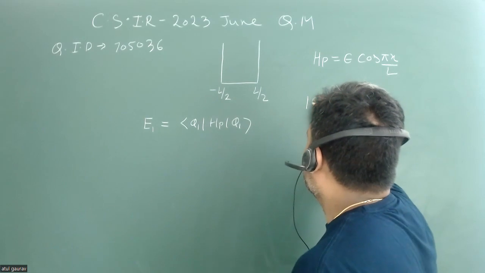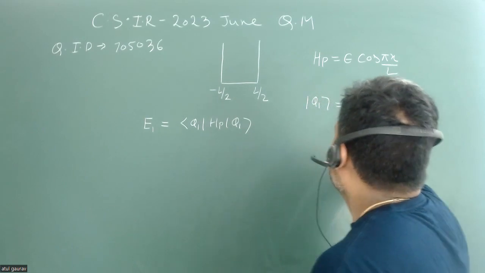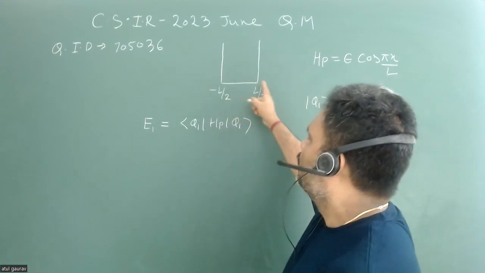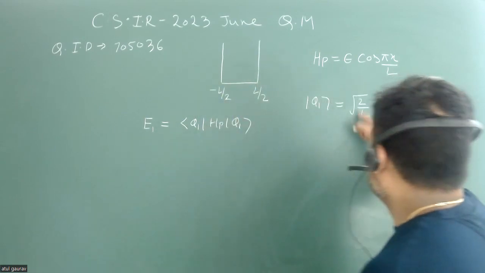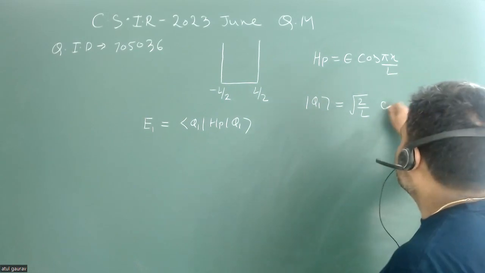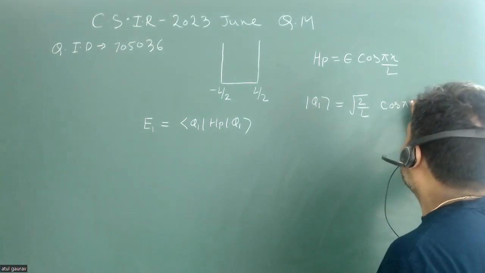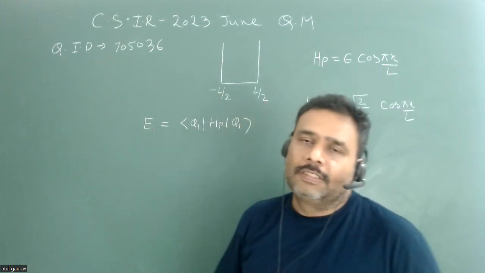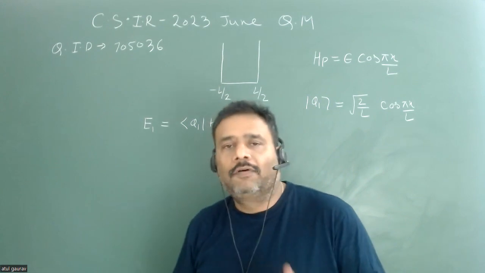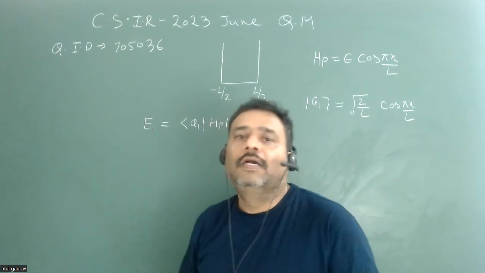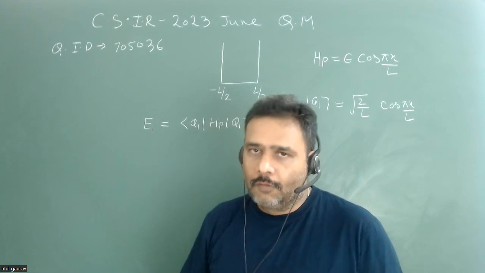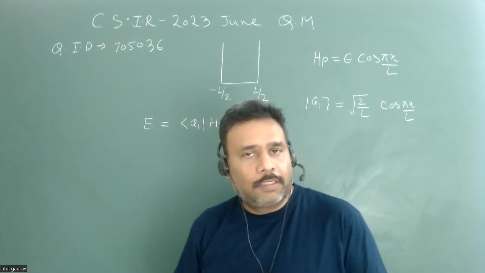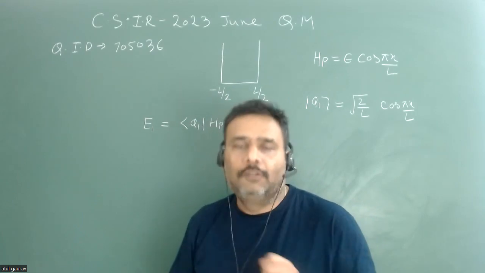The phi 1 will be root of 2 by L, because this is from minus L by 2 to plus L by 2 and the width of the box is L. So this value is root 2 upon L, times cos(pi x upon L). We have to know that if the wave function is symmetric, then for n equal to 1, 3 we have the cos function, and for n equal to 2, 4, 6 we have the sine function, because parity has to be conserved. This is very important in this problem.